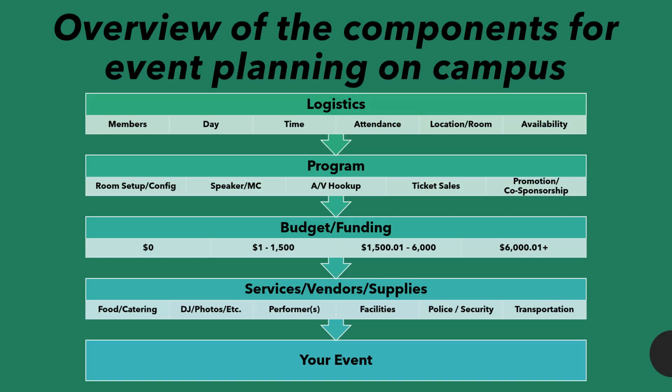When planning an event on campus through your organization, you need to consider a number of factors. We will look at each one step by step. First, you need to consider the logistics for your event. Who is this event for? What is your audience? Who in your organization will be involved? What day, time, and location are you looking to host your event? Is the space still available? How many people will be attending the event?